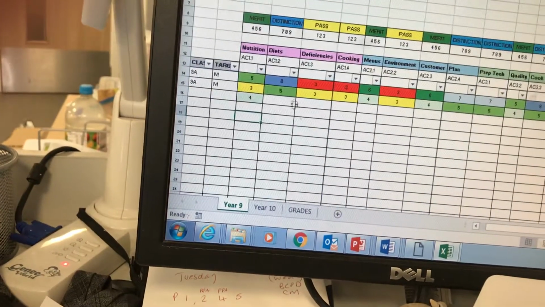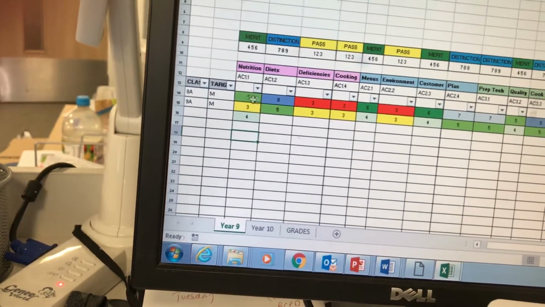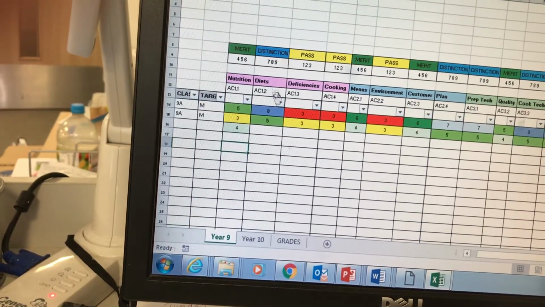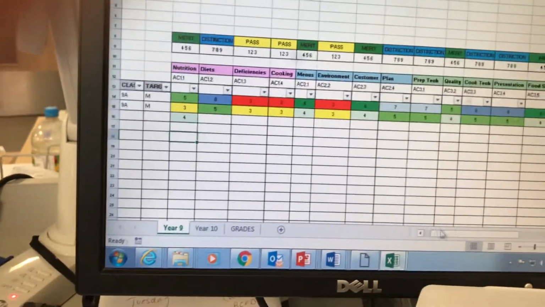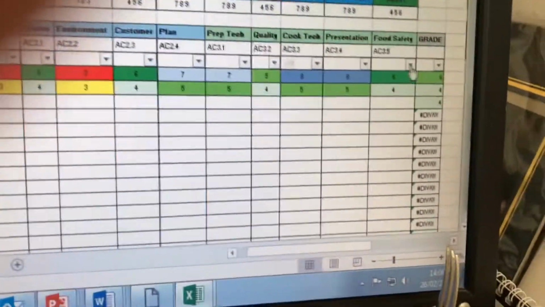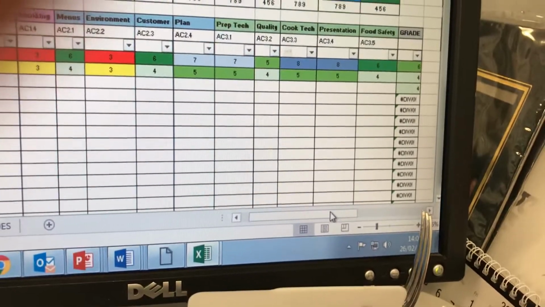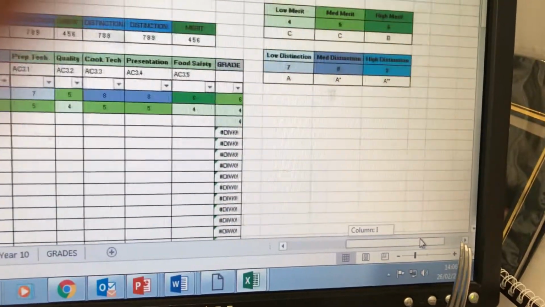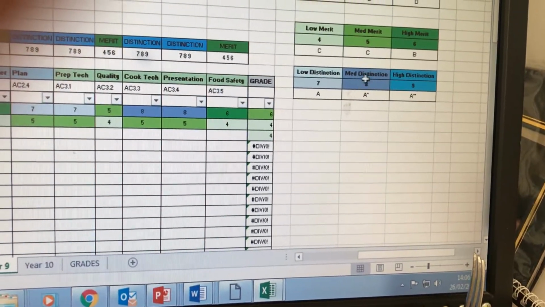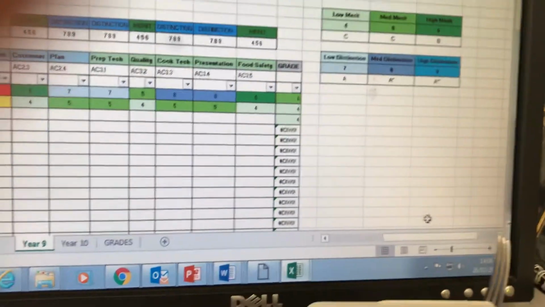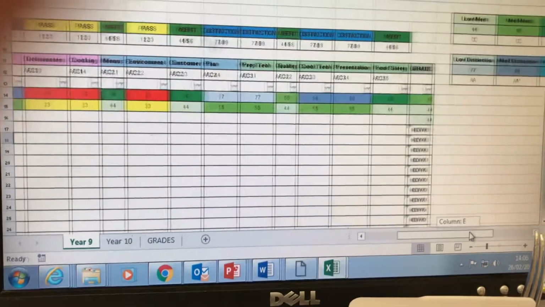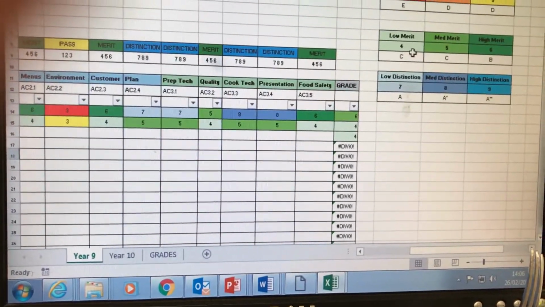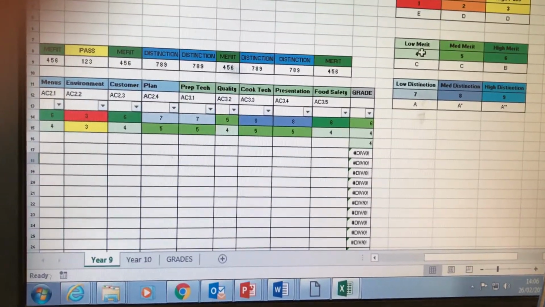So for example, here, this kid has achieved a distinction here, and the pass, and then it's worked out the grade right at the end, and they're a grade 6. So overall, in this qual, this kid's working at a medium distinction, so an A star. In comparison to this kid, who's working at 4, which is a C, or a low merit.